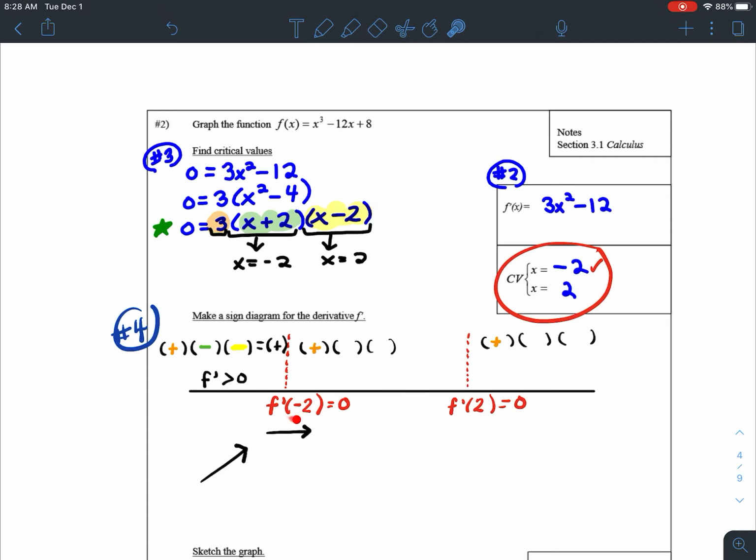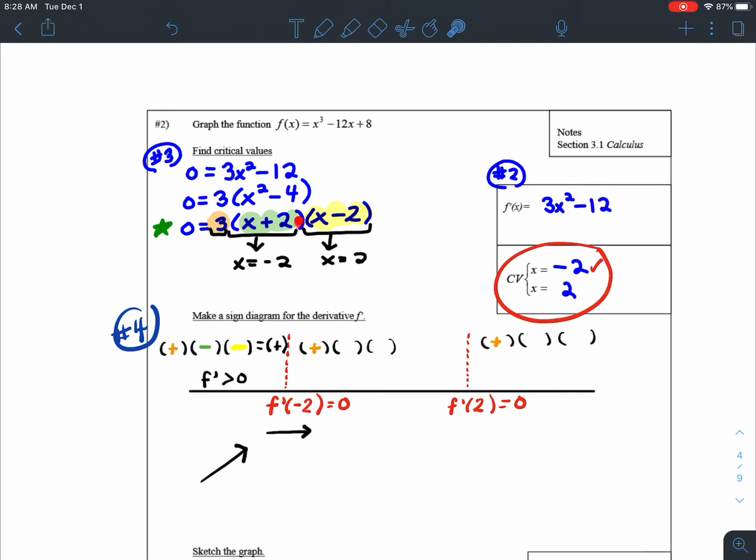Now I'm going to move to this middle section. This is in between the numbers -2 and +2. So I want to pick some test value between -2 and +2. And again, anytime you have the chance to choose 0, that's always a really good choice here. So I'm going to go ahead and pick 0 as my test value.